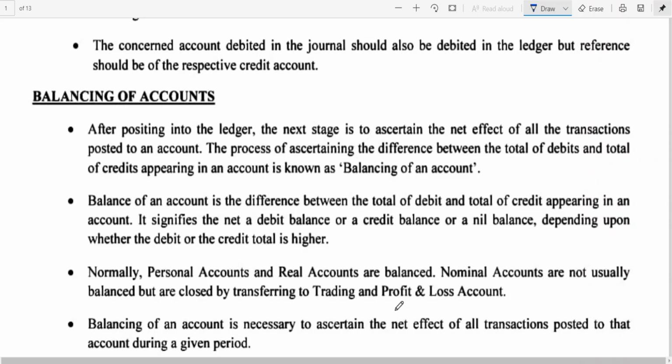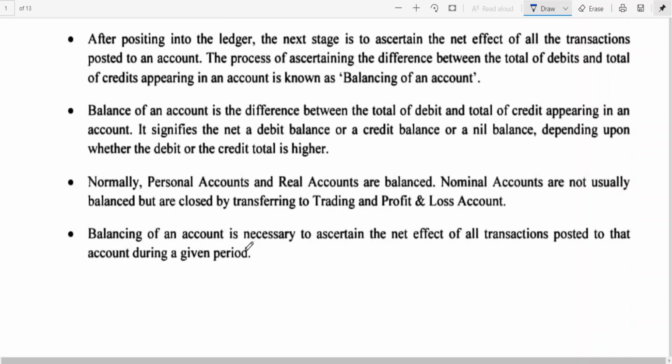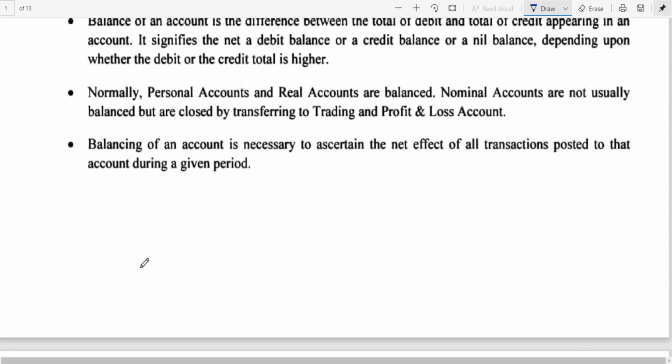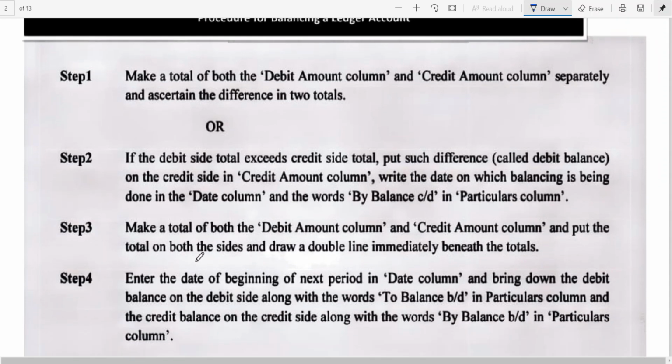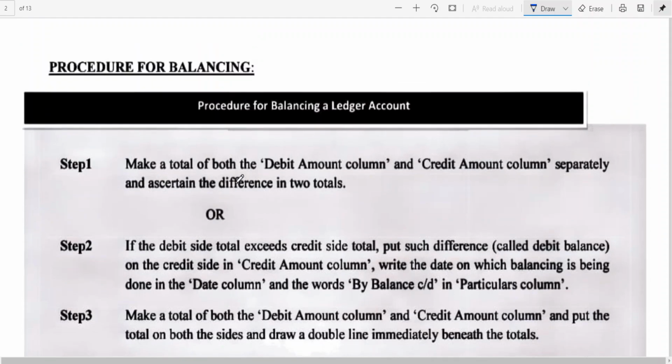Trading and P&L account etc. we will learn at the next level. Balancing of an account is necessary to assess the net effect of all transactions posted to that account during a given period. Given period means it can be at any time. Then the procedure for balancing, I've already told you: by balance carried down. These things I've already explained in the last class.